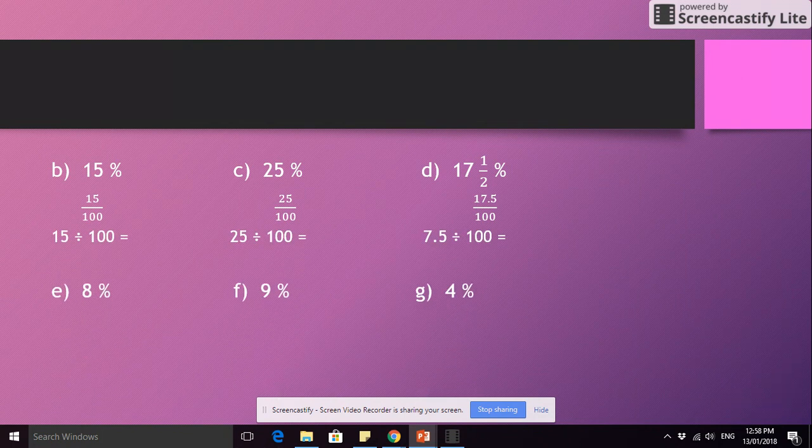All right, so you've got the next lot, E, F, and G. You'll be able to do those. So please make sure you go 8 over 100, 9 over 100, 4 over 100, and then divide. Okay, I want you to do those now. Pause me until you finish them.